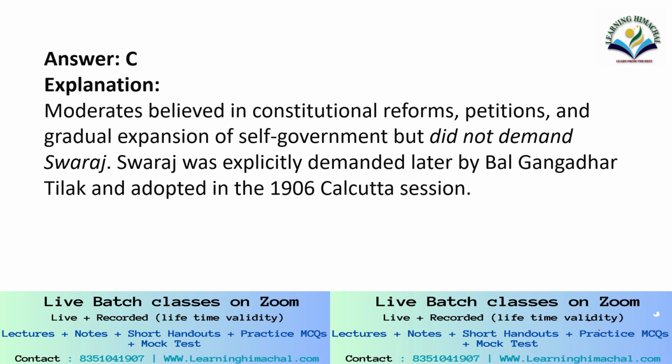Moderates believed in constitutional reforms, petitions, and gradual expansion of self-government, but did not demand Swaraj. Swaraj was explicitly demanded later by Bal Gangadhar Tilak and adopted in the 1906 Calcutta Session.